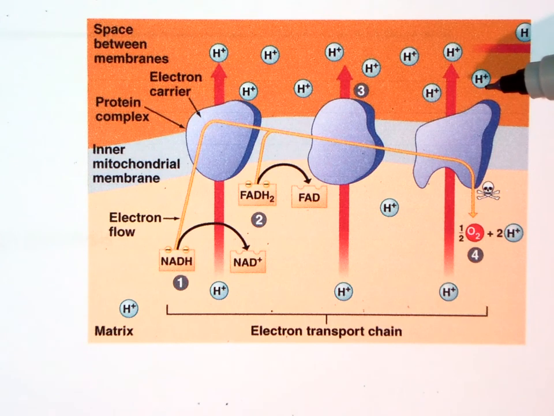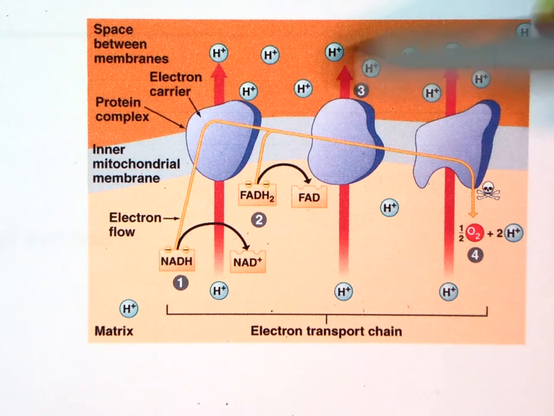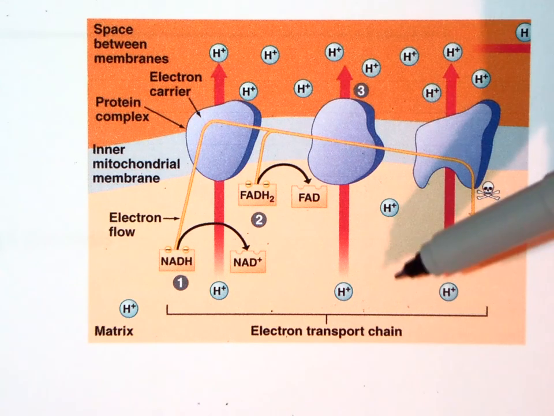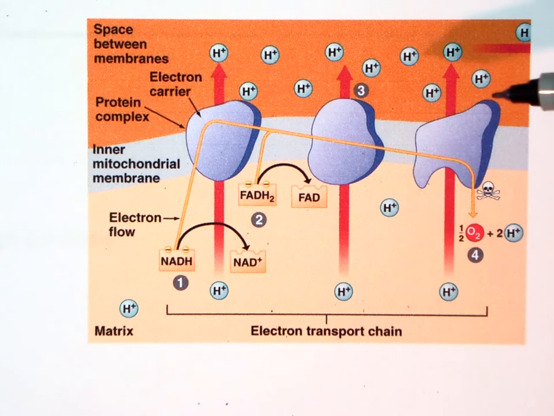Okay, and kind of think of it as potential energy. So you've got all these hydrogen ions out here, a high concentration. You've got a lower concentration here. And so naturally, they're going to want to diffuse from high to low. And so think of it as like water built up behind a dam.